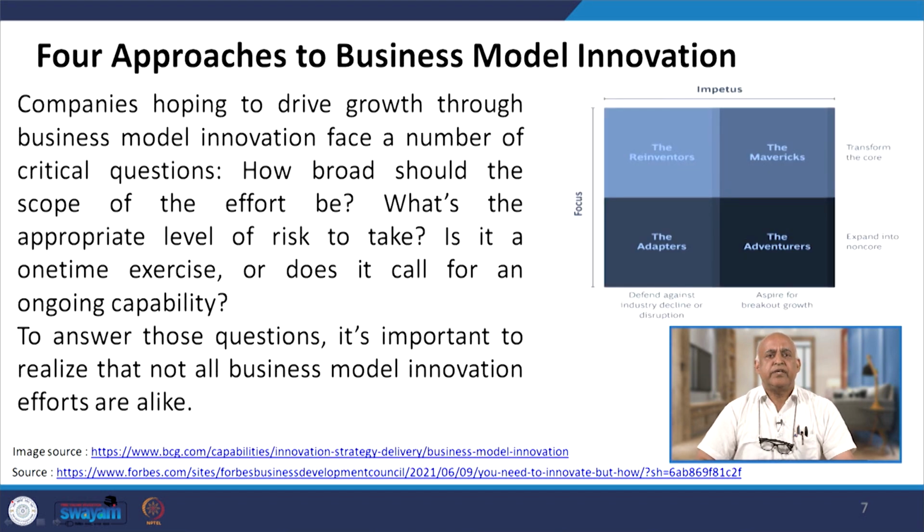Companies hoping to drive growth through business model innovation face a number of critical questions. How broad should the scope of the effort be? What is the appropriate level of risk to take? Is it a one-time exercise, or does it call for an ongoing capability? To answer those questions, it is important to realize that not all business model innovation efforts are alike.